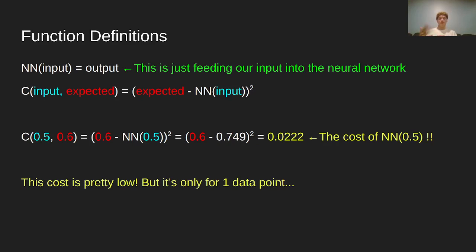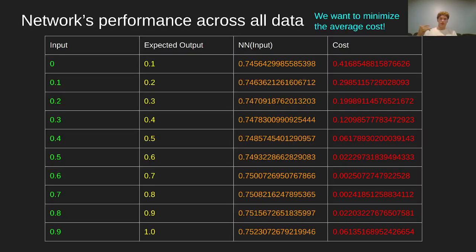But let's look at the data across all of our data points. And you can see it does not do very well. It's not very good at all. I'll be totally honest, my neural network is not very smart yet, but we're going to send it to school. It's going to learn. He's going to be a fine scholar. We're minimizing the average cost here, okay?